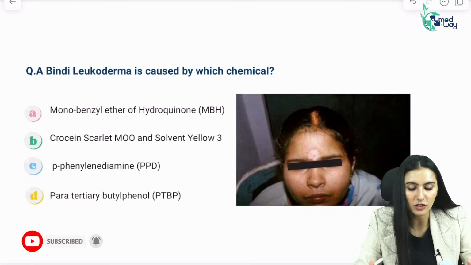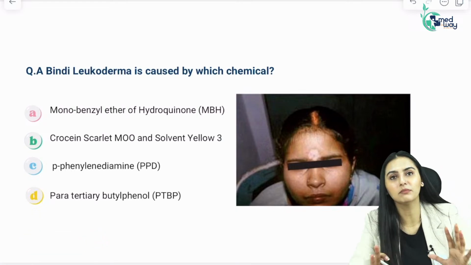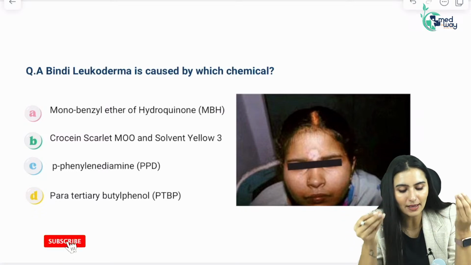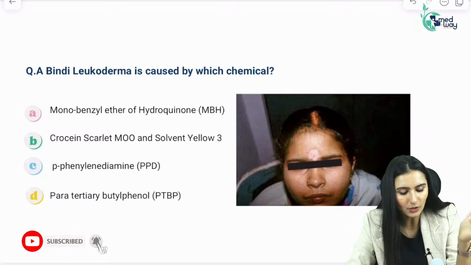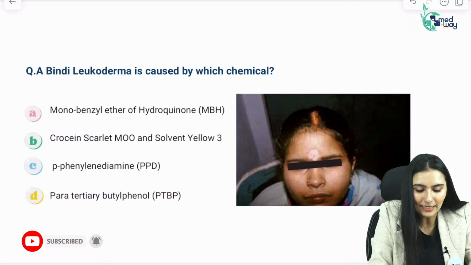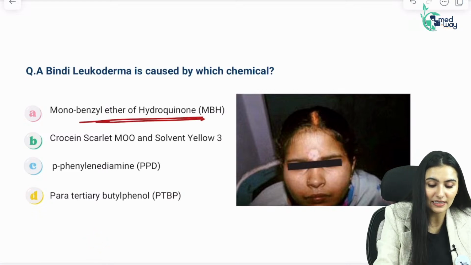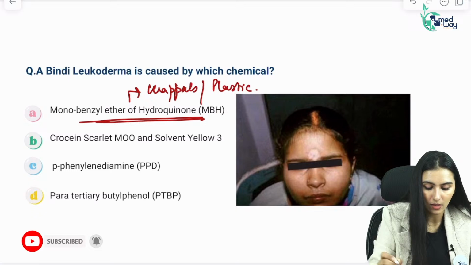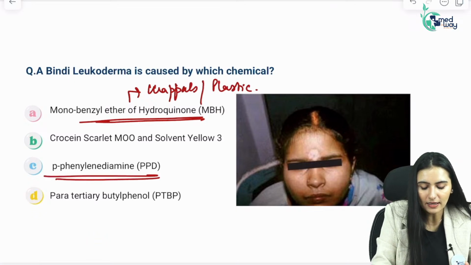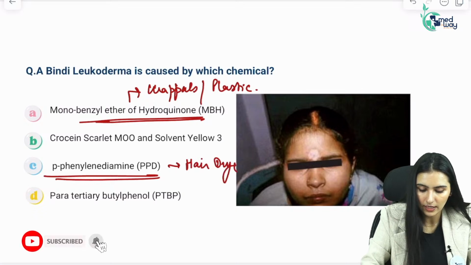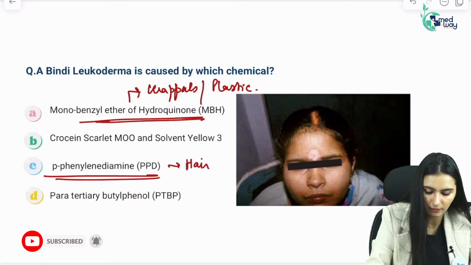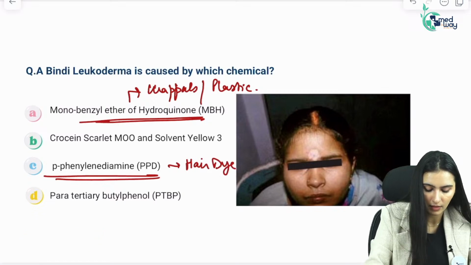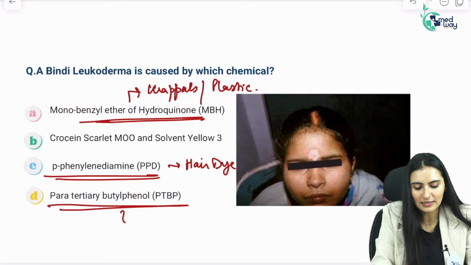Bindi leukoderma is caused by which chemical? Also, some things that you have to learn. There are 3-4 names of chemicals that you have to mug up and you have to know them. Monobenzyl ether of hydroquinone. It is seen in chappals or plastic. PPD. It is seen in hair dye. And paratertiary butylphenol. That is seen in bindi.